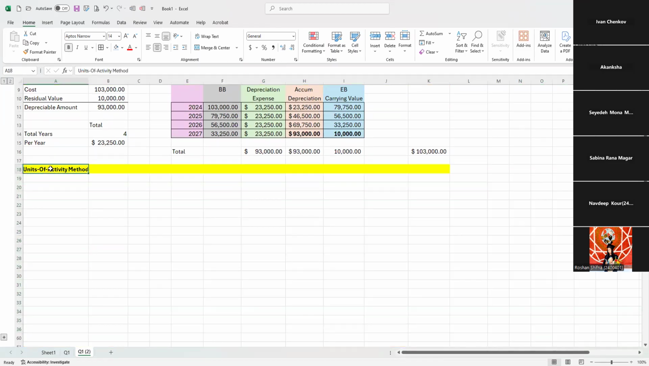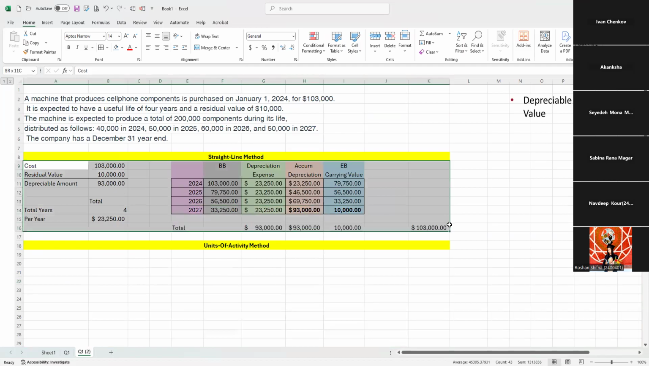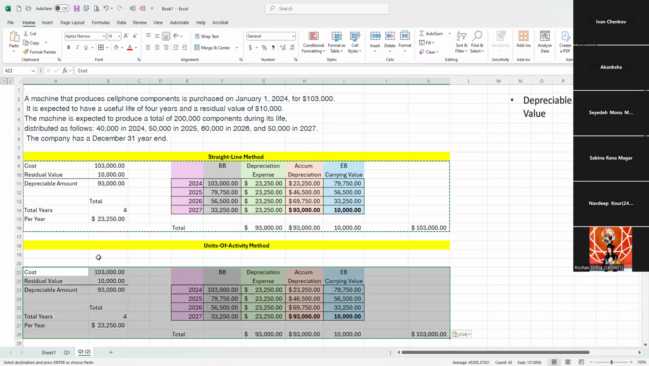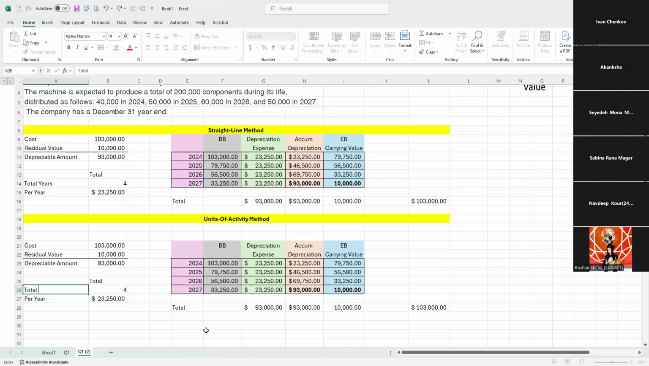Let's go now to units of production. What do we need for this units of production? Pretty much the same thing, right? Let's copy this and paste it here. Cost is the same, residual value is the same, same asset, everything. What do we need here? Your total units produced. How many units are we going to produce? 200,000.